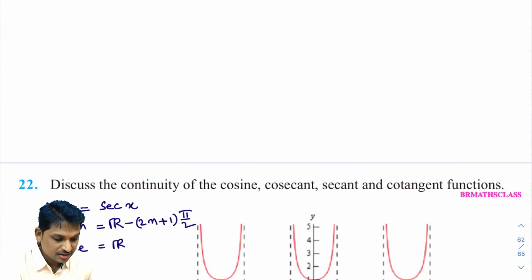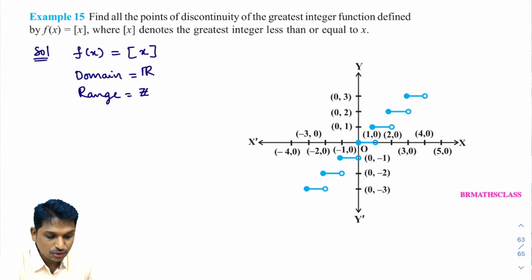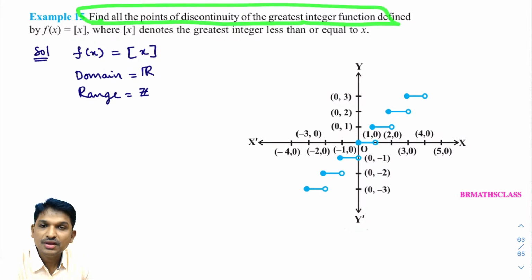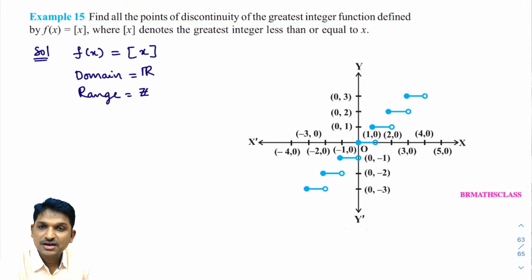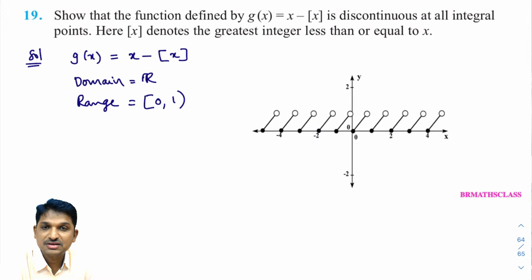And I'll discuss these things also. You observe this example. Find all points of discontinuity of greatest integer function. I'll discuss continuity of greatest integer function. When f of x is step x, what is its continuity, where it is discontinuous, and I'm going to discuss this one also. Fractional part function continuity, where it is continuous, where it is discontinuous, all those things we are going to learn in this class.